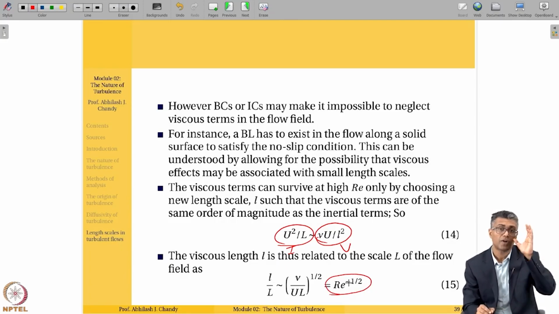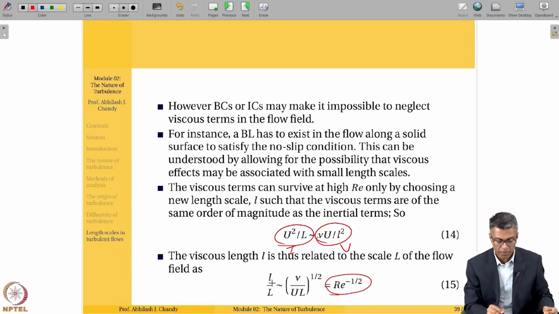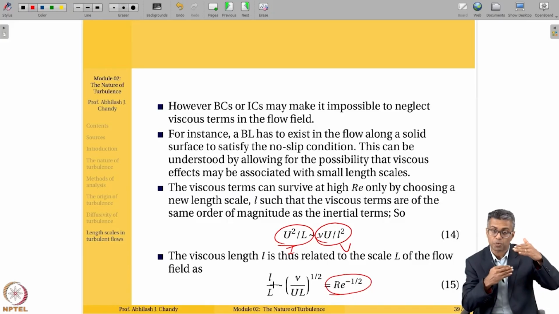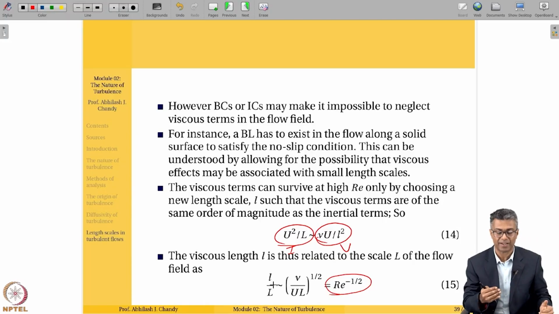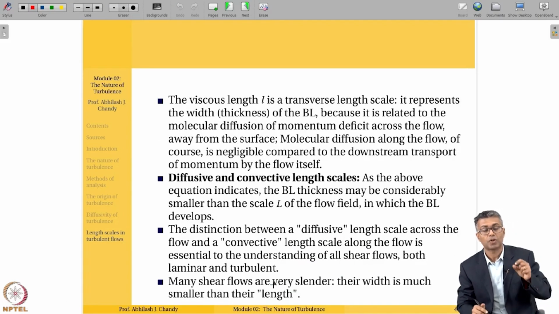That means if the Reynolds number is really large, which it is for a turbulent flow, then the gap, the difference between small l and capital L is large as well. Okay, it varies as Re to the negative half. So that gives you an idea. So that is a viscous length scale in comparison to the large length scale. Correct? So we can call this viscous length scale a transverse length scale.